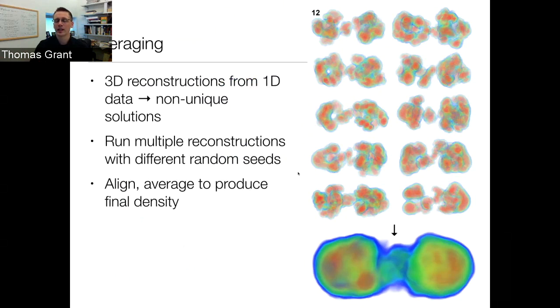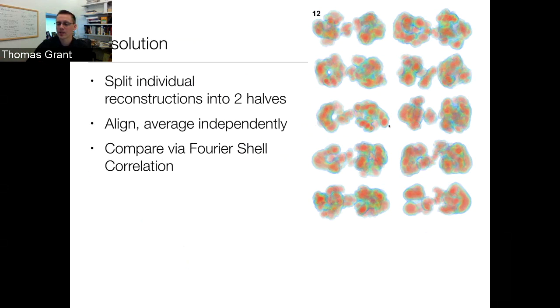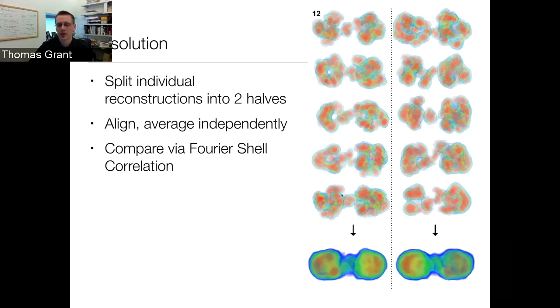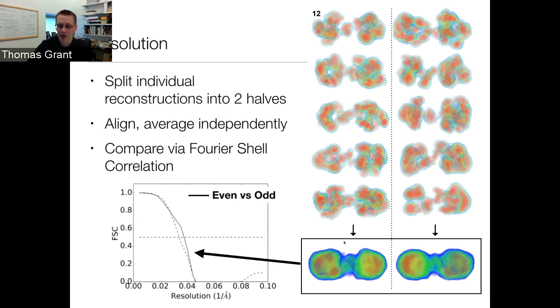Through the same procedure, we can get a rough estimate of resolution by taking these 20 maps and splitting them into two halves, even and odd, and aligning them and averaging them independently. Then you can estimate resolution by looking at how well these two halves correlate with each other, very similar to how you do it in cryo-electron microscopy. You can calculate a Fourier shell correlation, and that gives you some kind of rough estimate of resolution for the reconstruction.